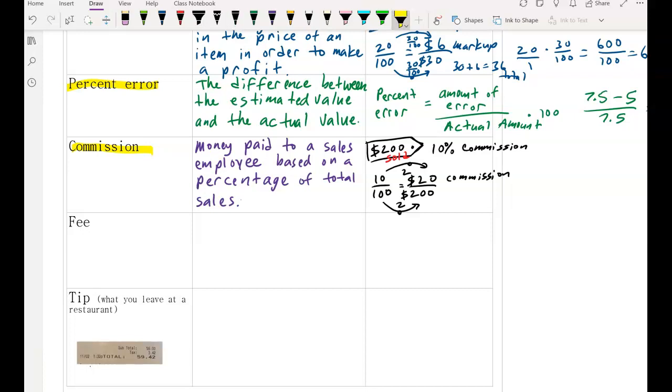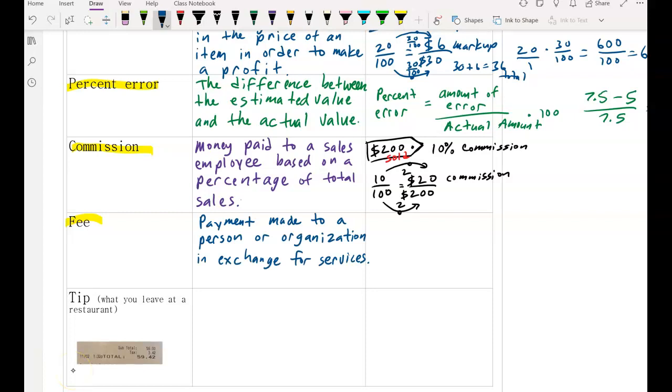Now, that takes us on to fees. Now, fees are payments that are made to a person or an organization in exchange for services or items that you use. Sometimes it's a flat fee, like, well, the fee is $10, but it could be based on percentages. So if you're using the concession stand to sell things, you would pay a fee based on a percentage. So let's take a look at a situation where you might be using the concession stand.